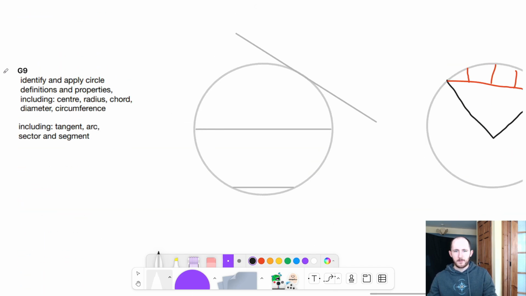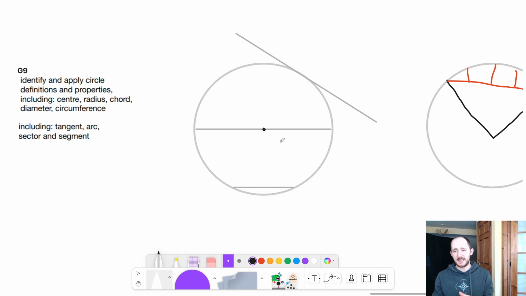Okay, for part 9, we have to identify and apply circle definitions and properties, and we need to identify where the center, radius, chord, diameter, circumference, tangent, arc, sector, and segments are. That's a hell of a lot of stuff. So let's start. The center of a circle is shockingly right in the middle.